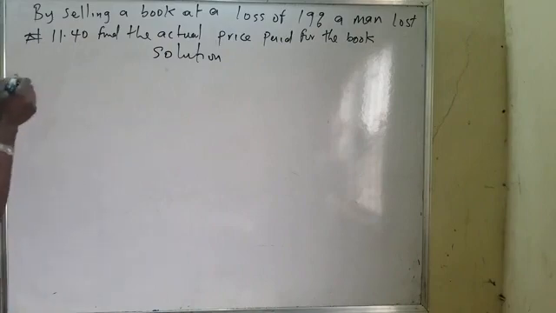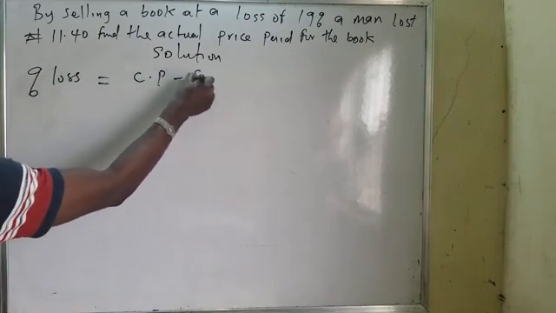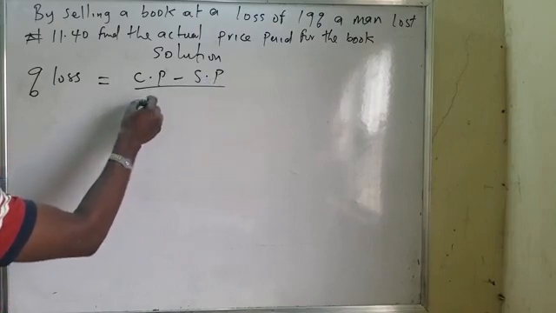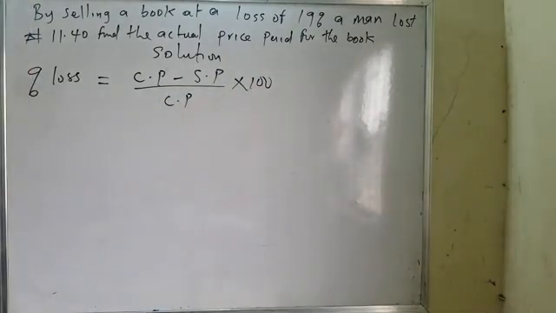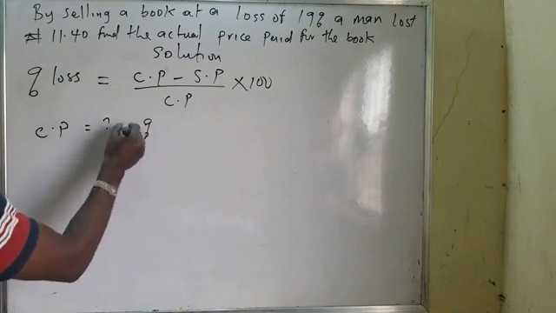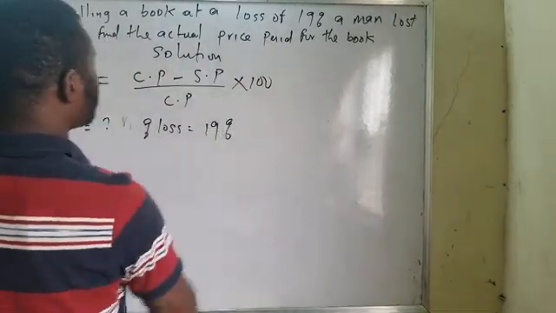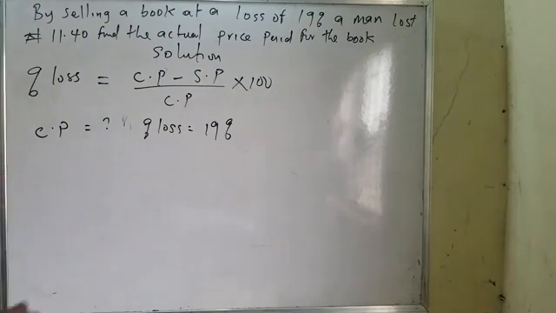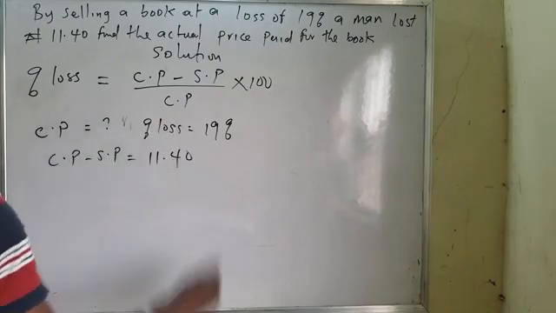What I need to understand now is that I'm talking about loss. And we're told that my loss equals cost price minus selling price, divided by cost price, multiplied by 100. Please take note of that very well. The actual cost price, I don't know it. My percentage loss is given as 19%, and also my cost price minus selling price equals 11.40.